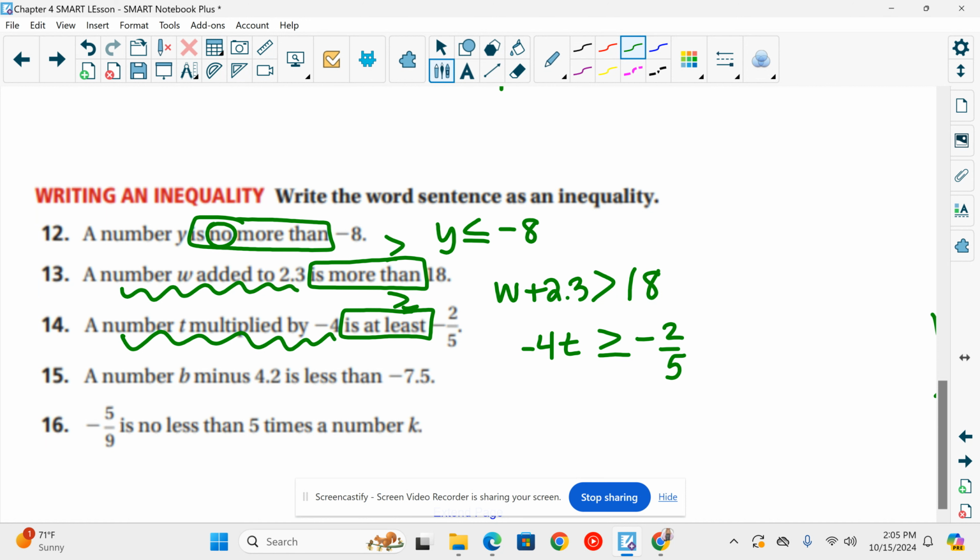Number 15. A number b minus 4 and 2/10 is less than negative 7 and 5/10. What's your symbol words there, Camden? Is less than. That one's pretty straightforward. What's the sign going to be? Less than. And we're going to have b minus 4 and 2/10.